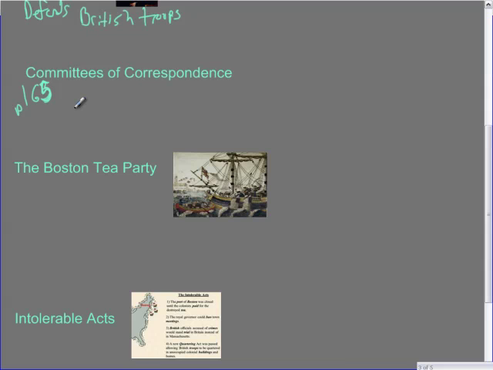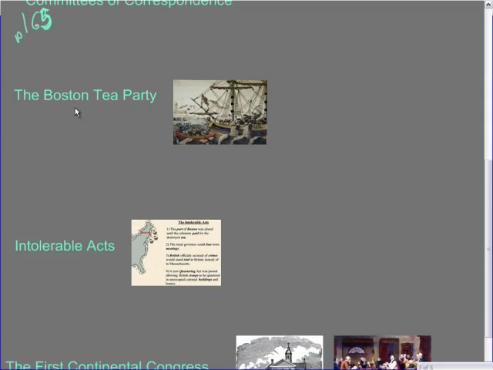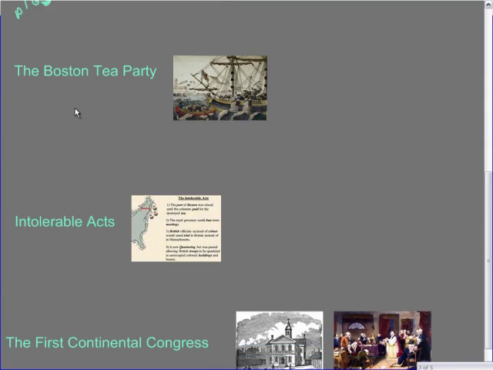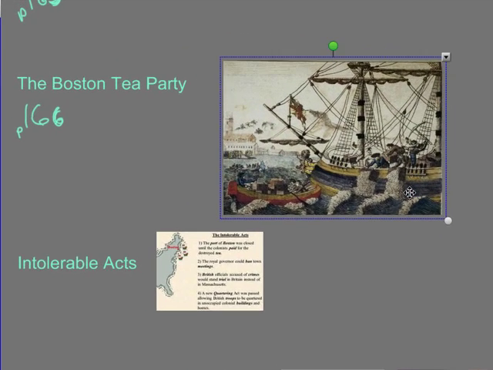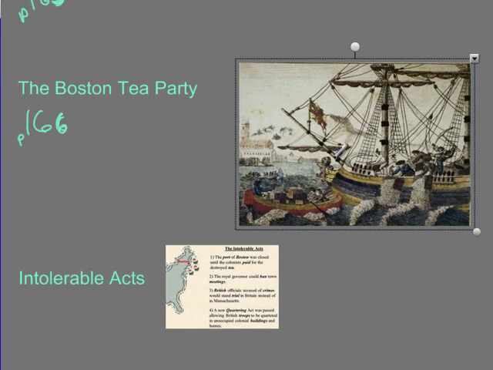One of the things that they organize is the Boston Tea Party. This whole story can be found on page 166. With the Boston Tea Party, we're looking at people boarding these English ships and dumping a whole bunch of tea into the Boston Harbor, basically destroying a whole bunch of British property, making British companies lose a whole bunch of money.